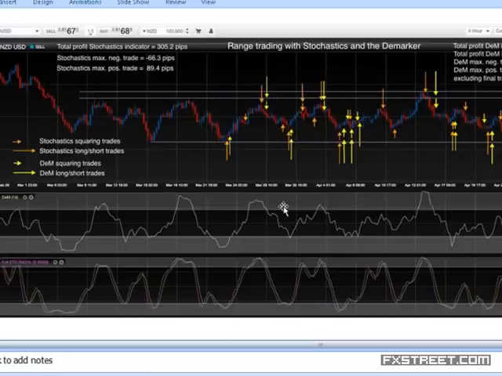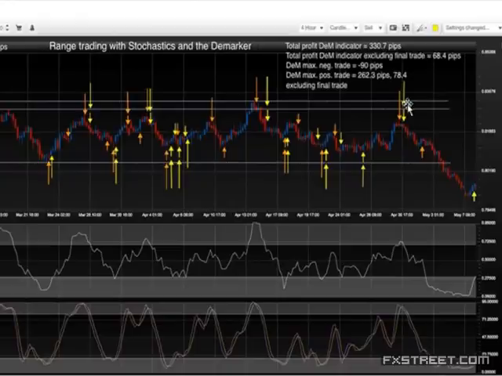We can see, unfortunately, the DeMarker was a pretty poor performer, really. In fact, excluding this final trade here, it didn't square up till well after the support line here had broken. Excluding that trade, we only made 68 pips. Including it, we made 330. The worst trade being a 90 pip loss. With its final trade, our best trade was 262, but only 78 actually in the range, so it wasn't a particularly great performer.